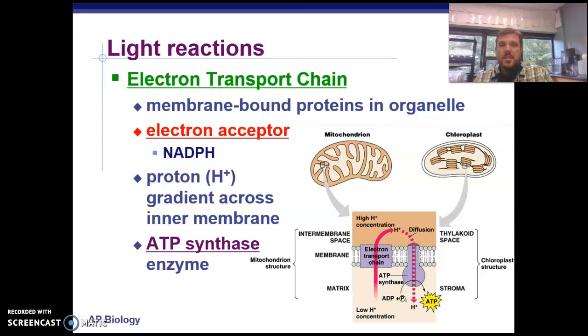There's this thing called the electron transport chain. Basically, what is going on is we've got the thylakoid membrane. Remember, don't pay attention to the mitochondria part right now. There's an electron transport chain there as well. We'll talk about that more later on.